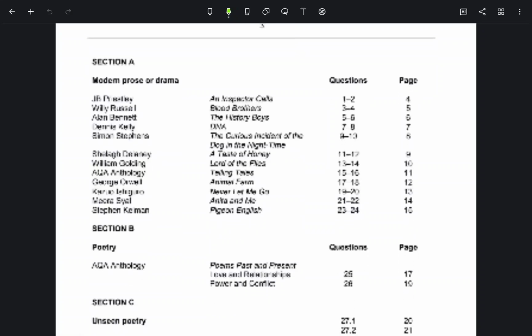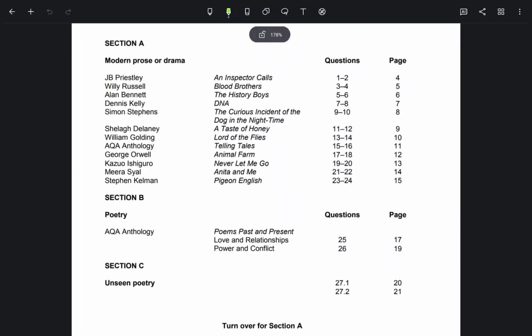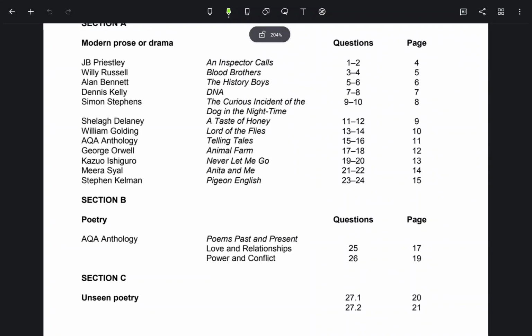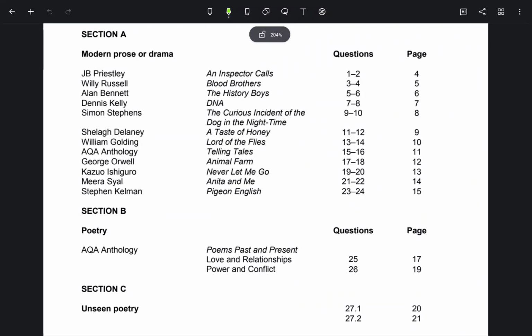So if I just scroll through, as you can see, this is just a preview of the exam. You've got 3 sections, as I've mentioned. Section A is your modern prose or drama. Now, in your school, you would have studied at least one of them, in preparation for your exam.